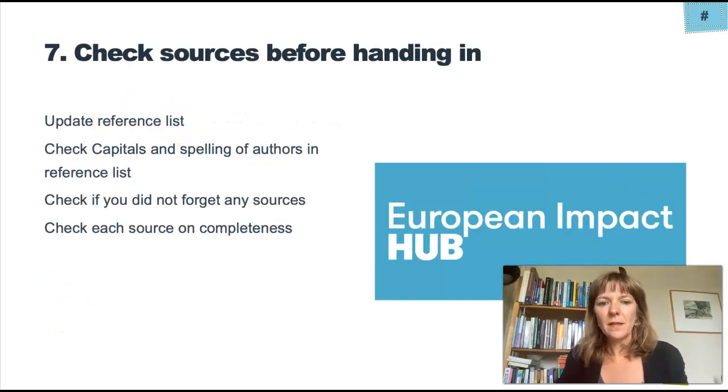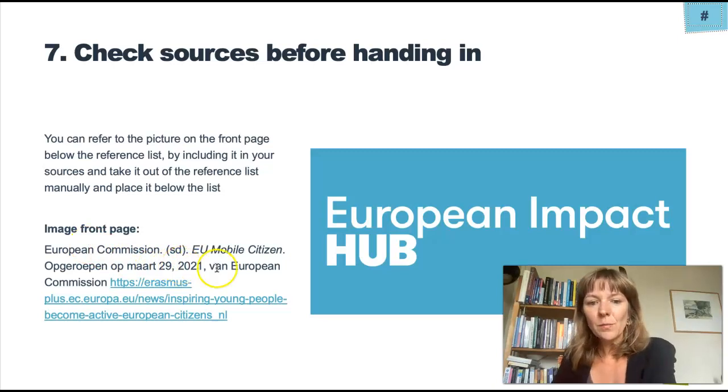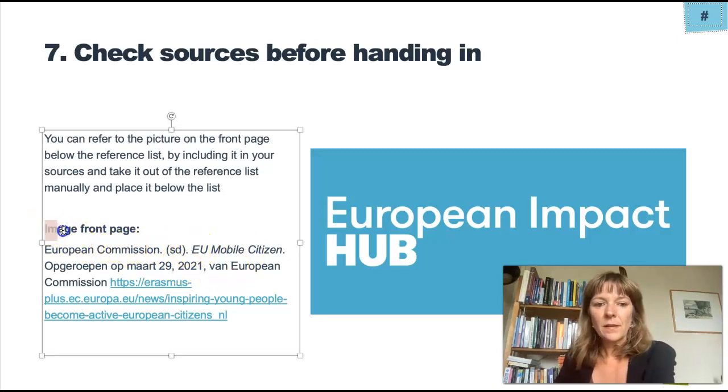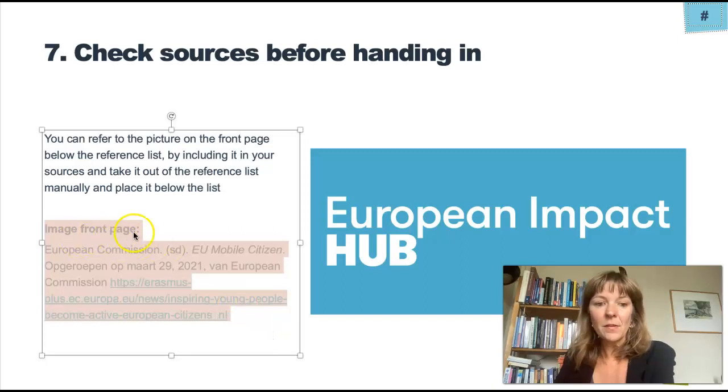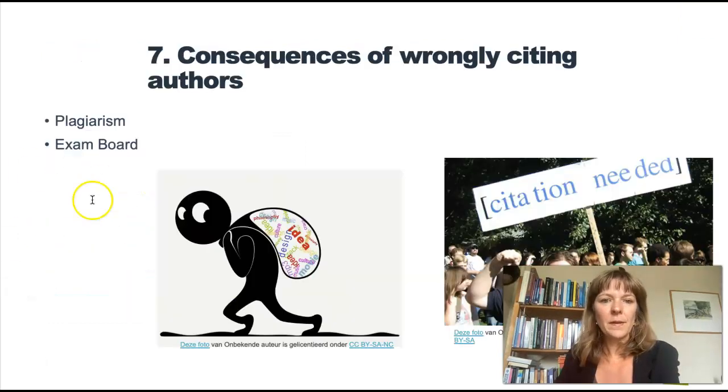Update the reference list, check the capitals, check if you did not forget any source, check each source on completeness. If you have an image on the front page, then also refer to that image. So for example, we have an image of EU mobile citizens on the front page, then you can say at the end of your reference list, image front page, European Commission. You need to first insert this reference, of course, and then later you can take that out from your reference list and place it under the reference list with a bold heading, image front page.